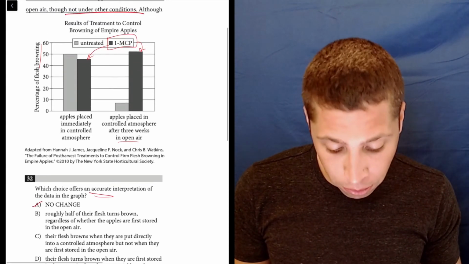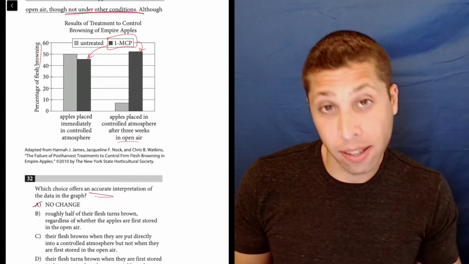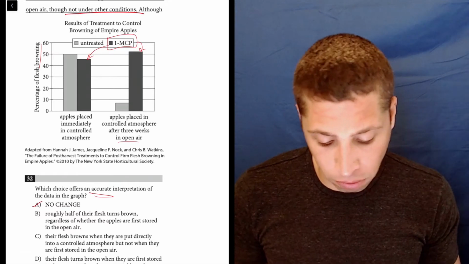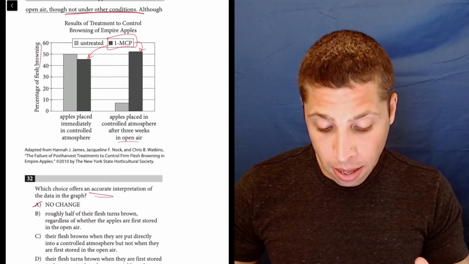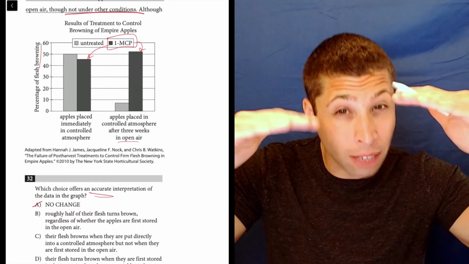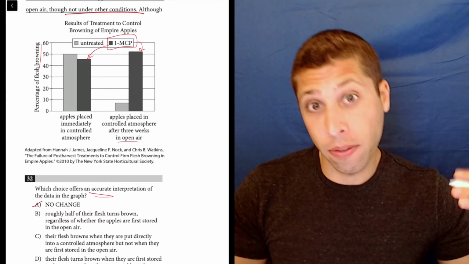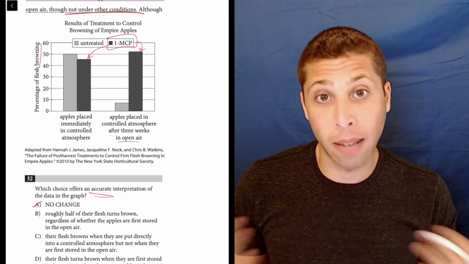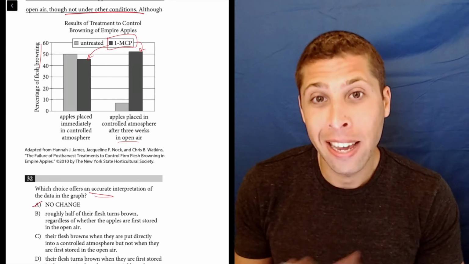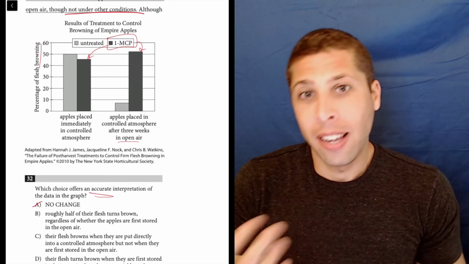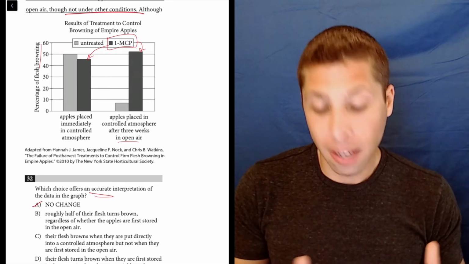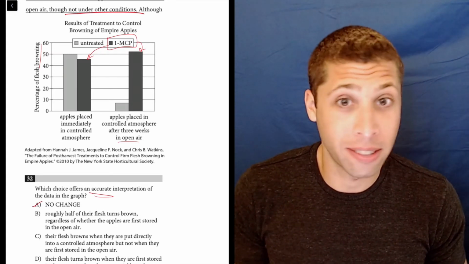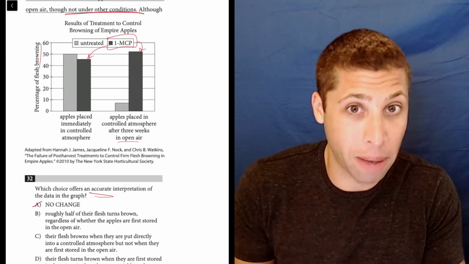B, roughly half of their flesh turns brown, so okay, it's not exactly 50%, but roughly 50% seems about right, regardless of whether the apples are first stored in the open air. Yeah, because the left side and the right side, they're slightly different heights, but they're both kind of right near 50, right? So it's close enough. Now, it's not enough for me to just immediately pick it and be done with the question. I need to look at C and D because there is an element here where I'm being a little subjective. To me, these are roughly 50. But to someone else, they might be like, no, it's not close enough. So I need to see if there's anything better.